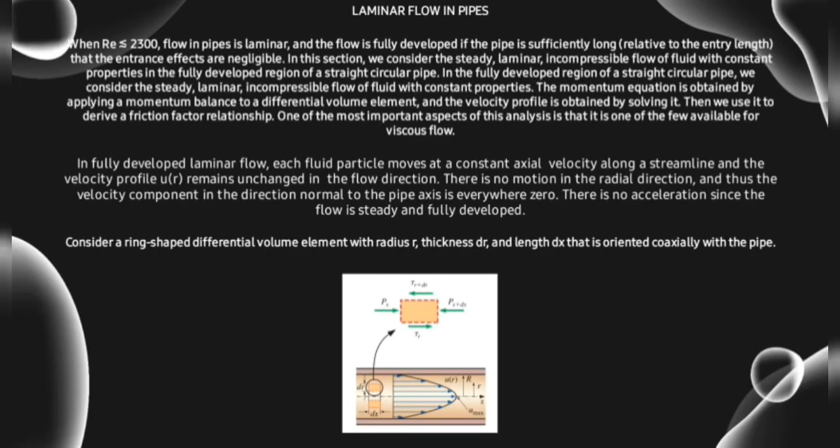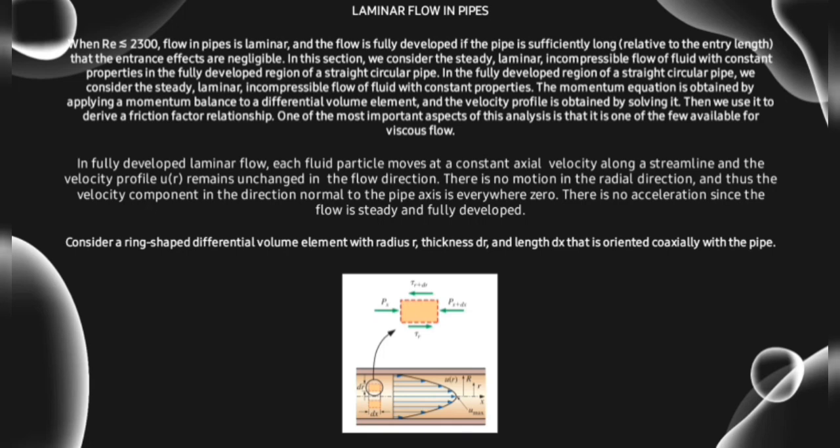Laminar flow in pipes. When the Reynolds number is less than 2300, flow in pipes is laminar, and the flow is fully developed if the pipe is sufficiently long that the entrance effects are negligible. In this section, we consider the steady laminar incompressible flow of fluid with constant properties in the fully developed region of a straight circular pipe.